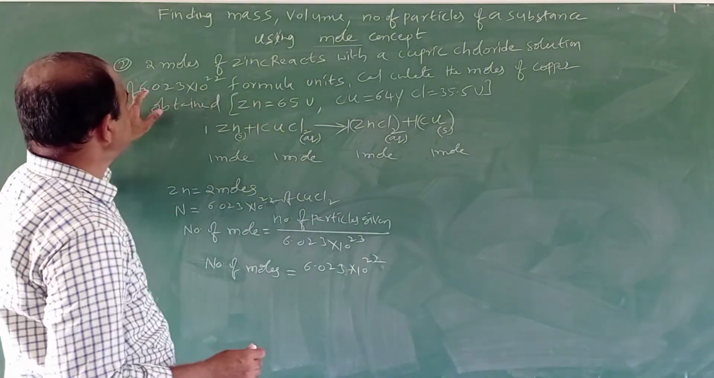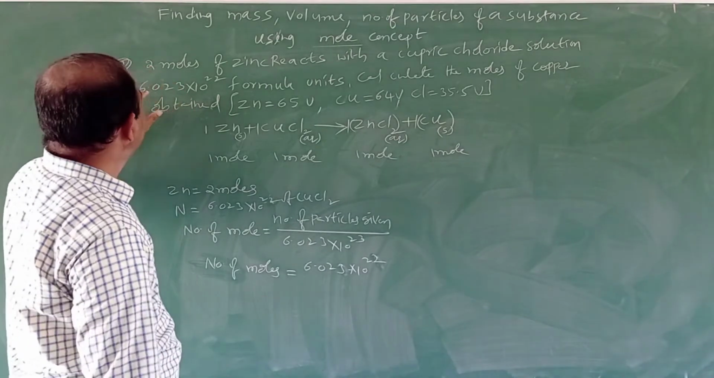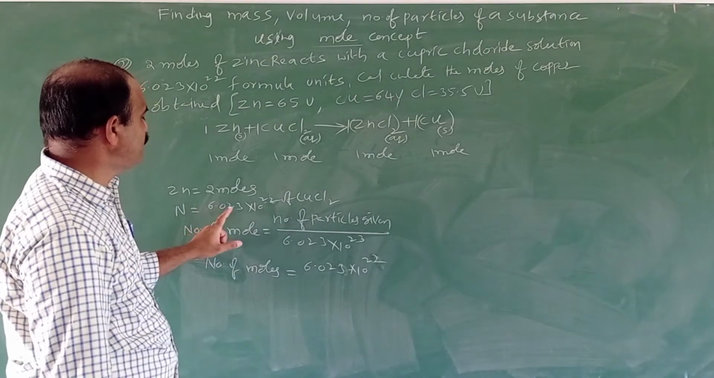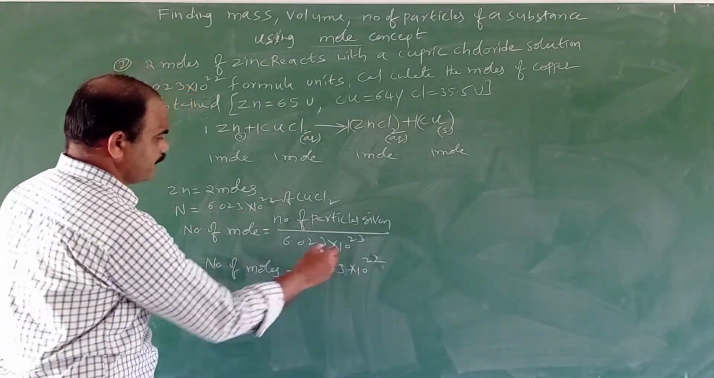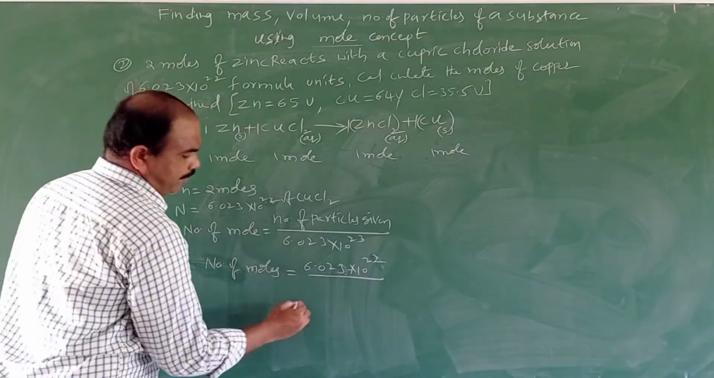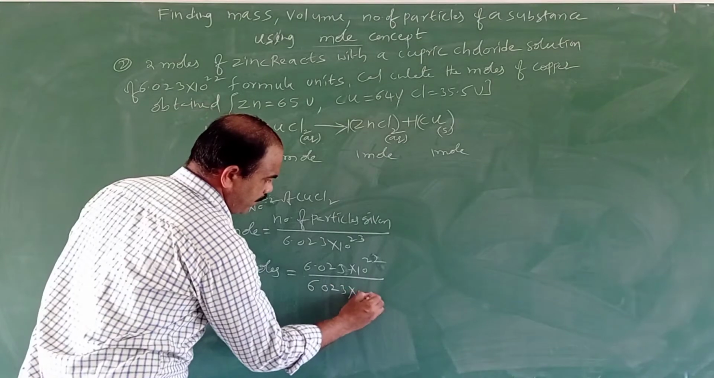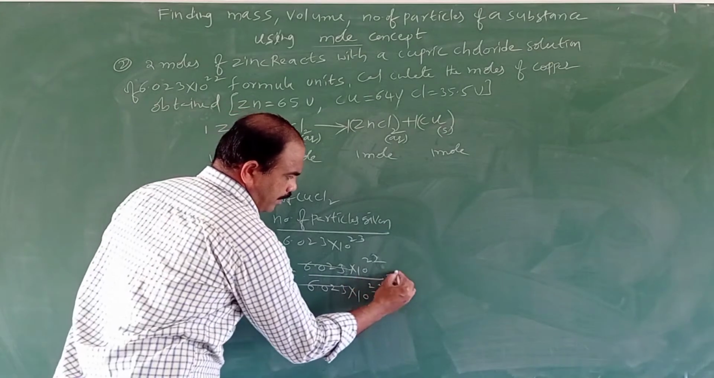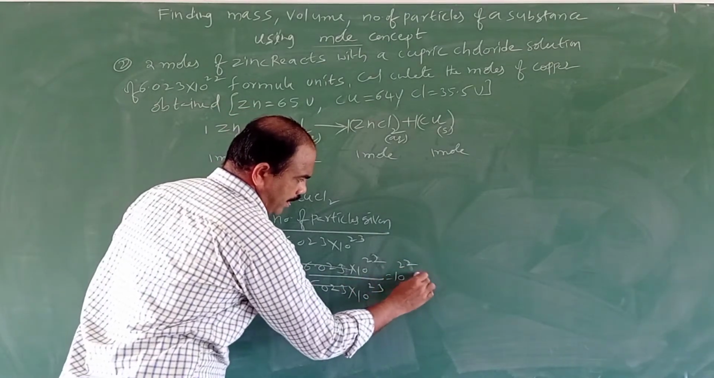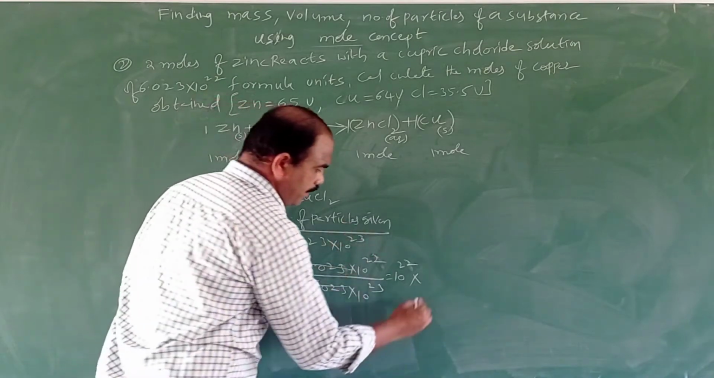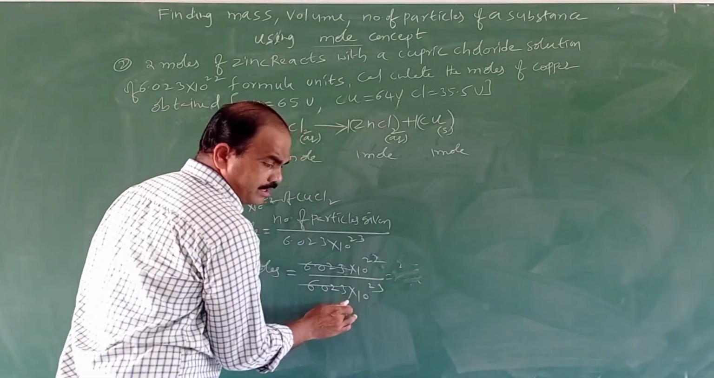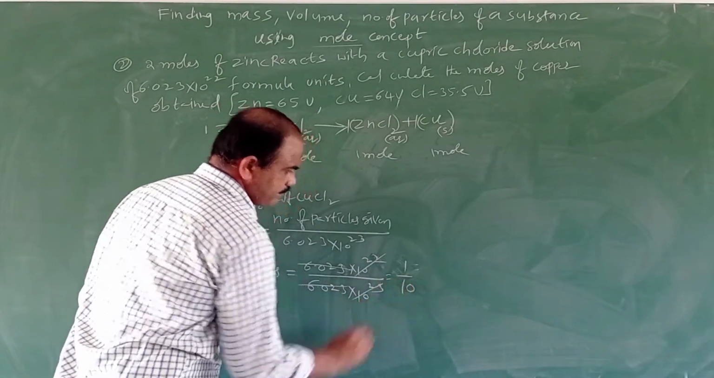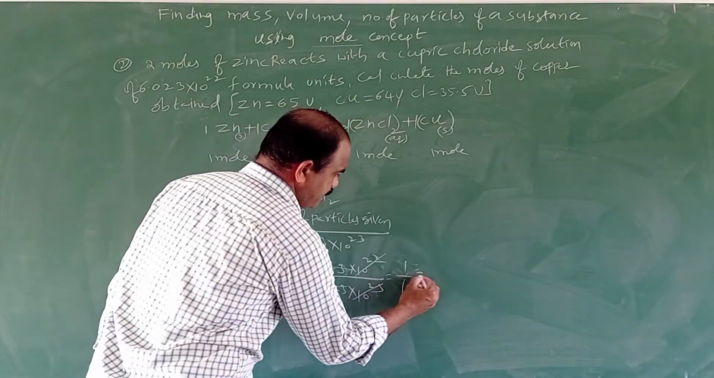So the number of particles is 6.023 into 10 power 22, divided by Avogadro number. What is Avogadro number? 6.023 into 10 power 23. So 6.023 will be cancelled. So 10 power 22 over 10 power 23 will be cancelled, and you get only 1 by 10. So 1 by 10 is nothing but 0.1.